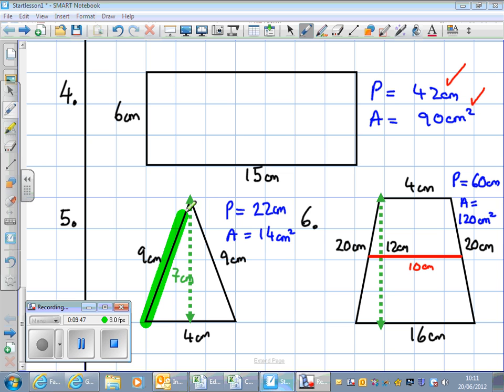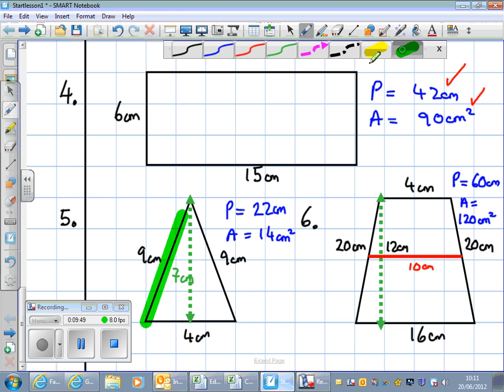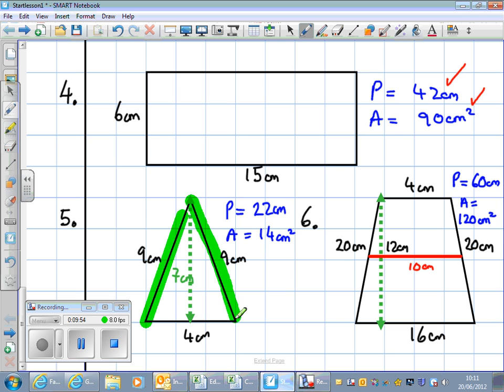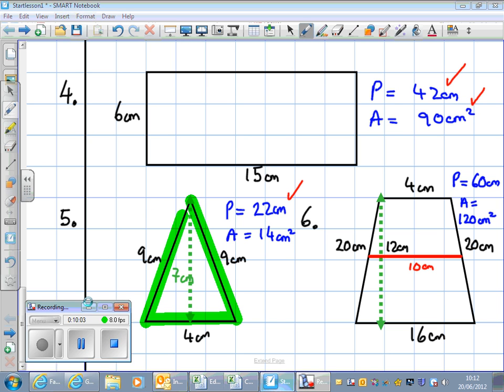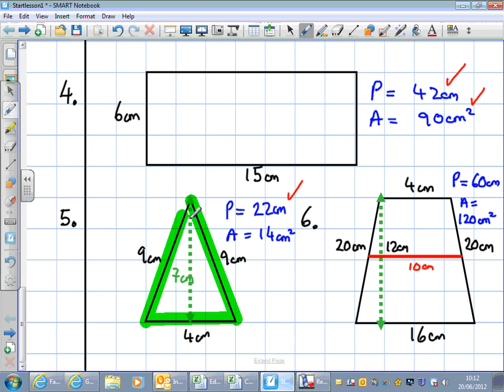So, 9 centimeters. Let's go through this. There were some queries about what the perimeter is. 9 centimeters, add 9 is 18, add 4 is 22. So the perimeter is 22 centimeters. Now the area, you do base times height, 4 times 7, 28, then halve it, 14 centimetres squared.